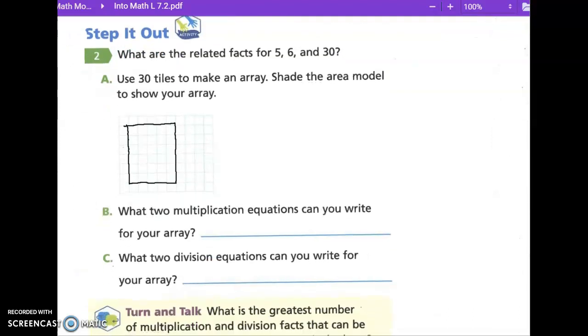Let's label our array first. Our array is a 6 by 5. Everybody please label your array. Okay, it says what two multiplication equations? Underline that. We're going to do 2 multiplication equations.